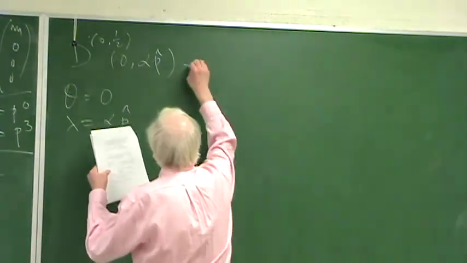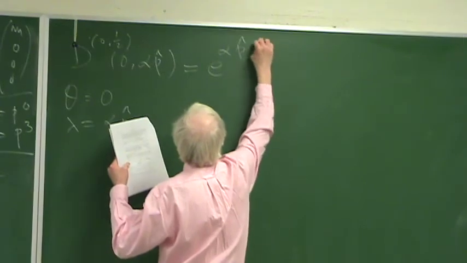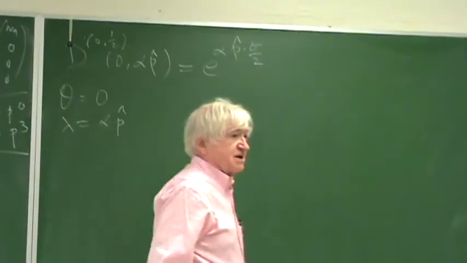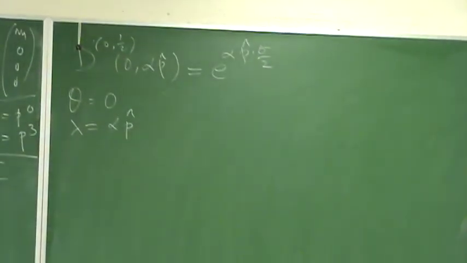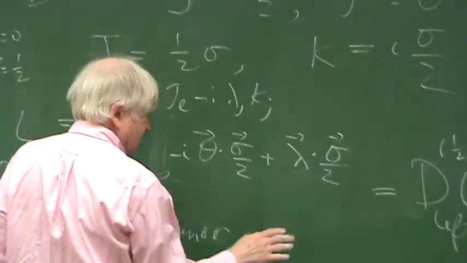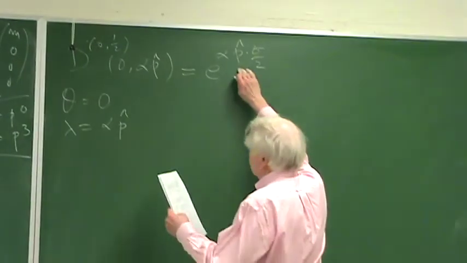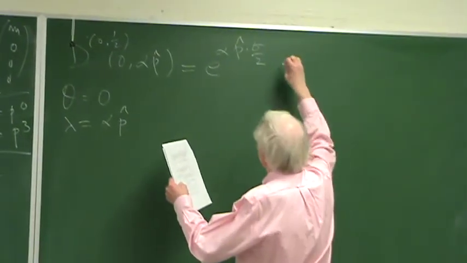And so this is going to be e to the alpha p hat dot sigma over 2, because remember that this D^(0,1/2) is basically e to the lambda sigma over 2 if we're just doing the boost. And so this is something that boosts the particle to, all right, anyway.